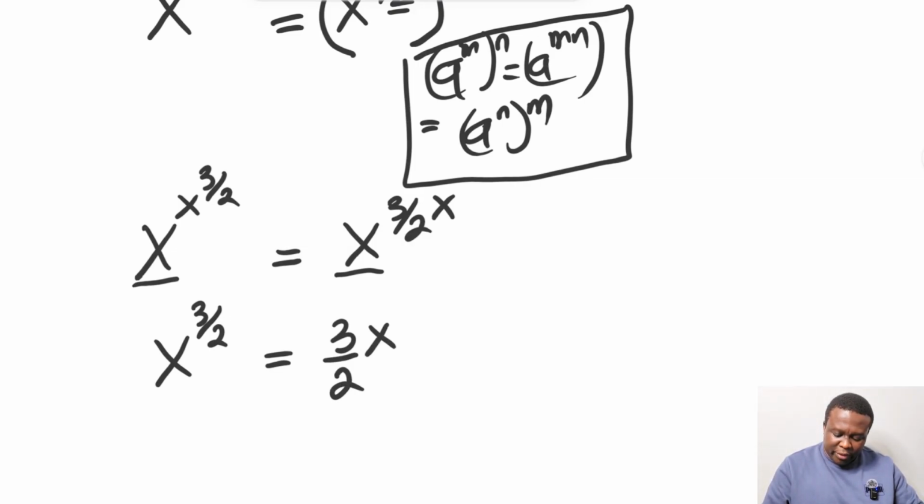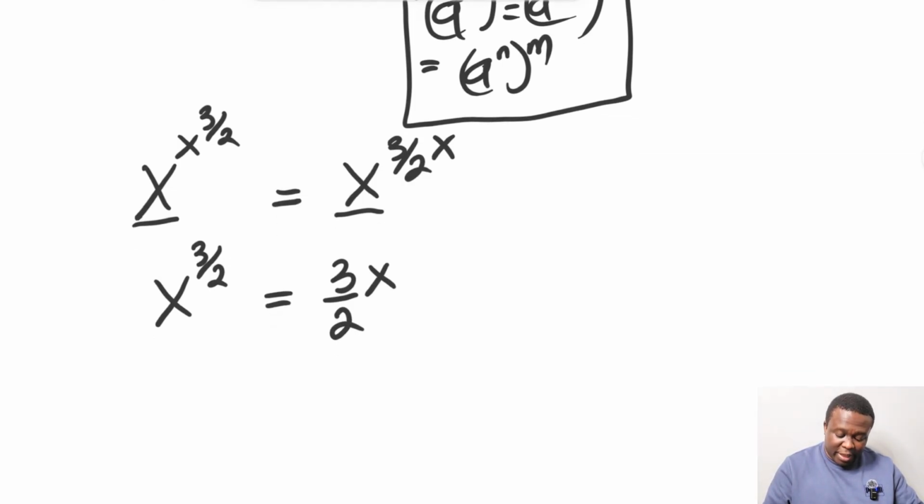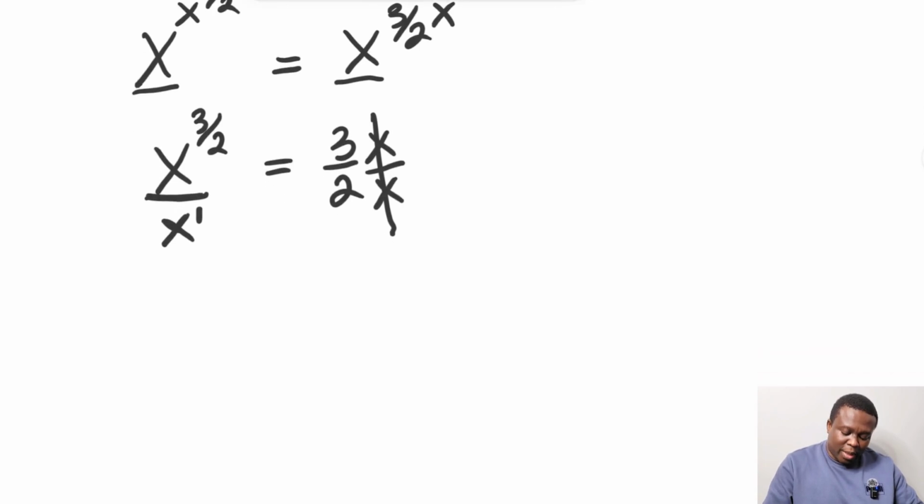So we're trying to find the value of x. So we're going to get x to one side, and the numbers will be on the other side. So if we divide through by x, we have x raised to the power 3 over 2 divided by x. This x is the same thing as x raised to the power 1. And we know that a raised to the power b over a raised to the power c is the same thing as a raised to the power b minus c.